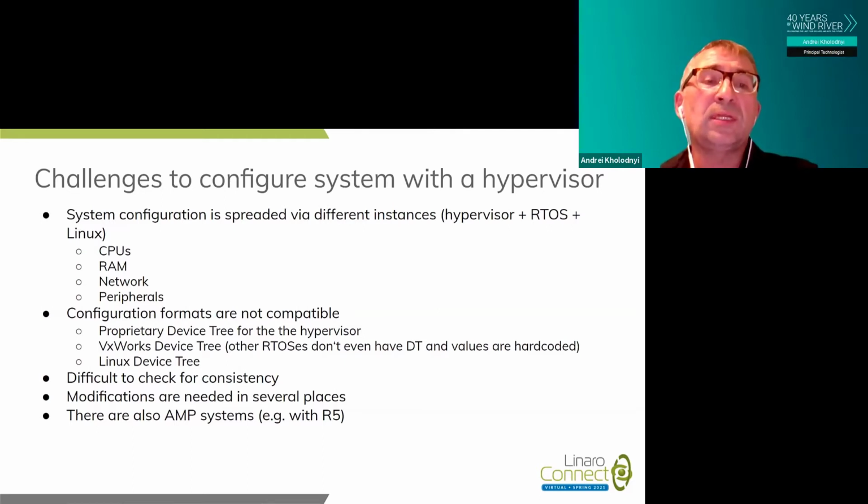On the Linux, you have a standard Linux Devicetree, and it causes difficulties to check the whole system for consistency, and to modify the configuration if modifications are needed. You need to define values in different places. I have given an example of an SMP system, but you also have AMP systems where, for instance, you have R5 and you need to configure such a system. So as you can see, it's quite difficult and error-prone. And the next speakers will explain how Linaro wants to address this challenge.